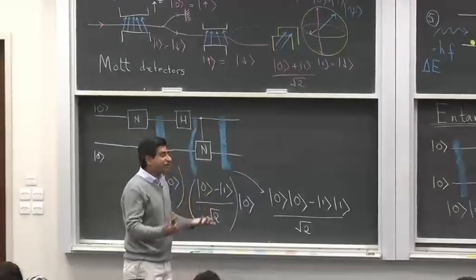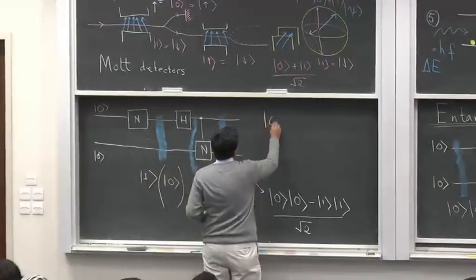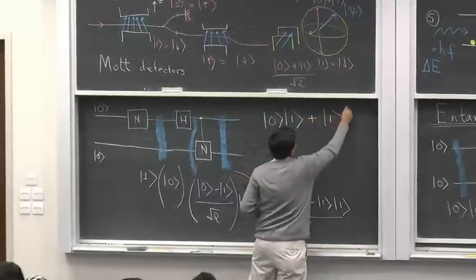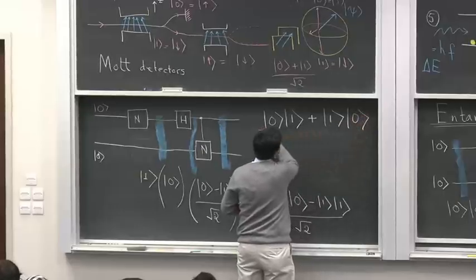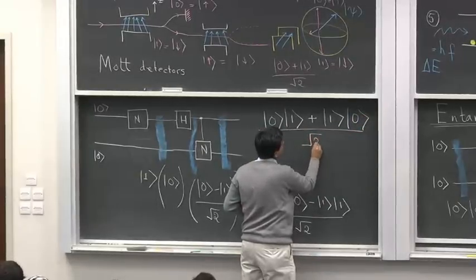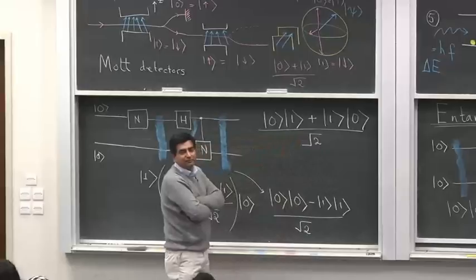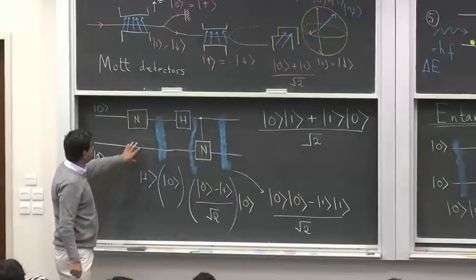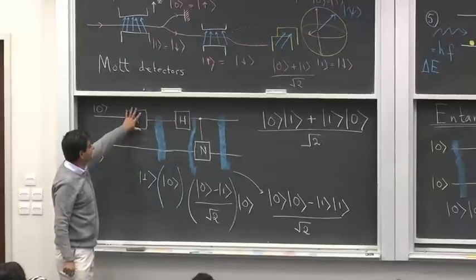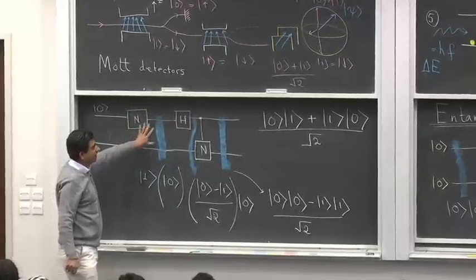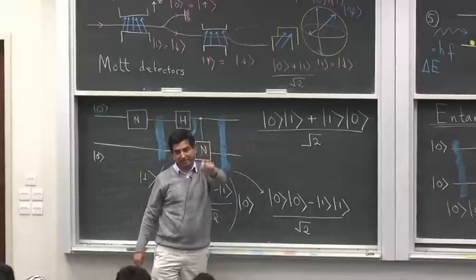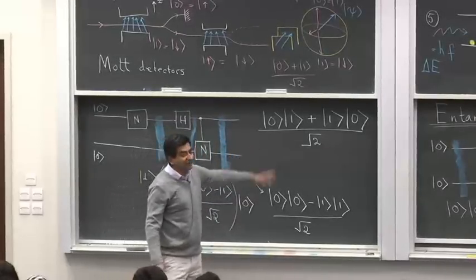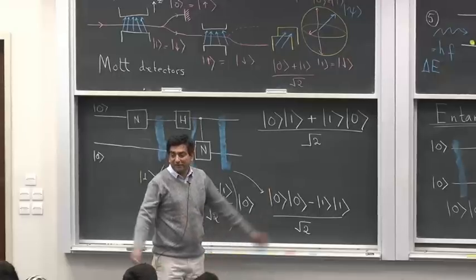I can also have a state like this, 0, 1, plus 1, 0. How can I create this state? I can just put in a NOT gate over here. Instead of this NOT gate, I can put a NOT gate over here. I perform the calculation, I will get this state. This is also entangled. Perfectly entangled.